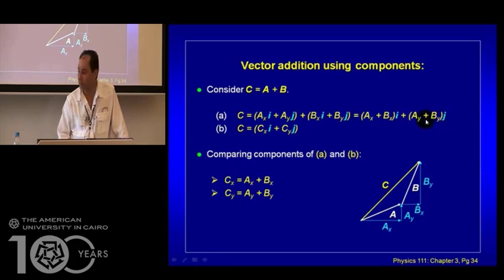And this is the addition of two vectors. If you look at this, this bracket will give you just a number, and this bracket will also give you just a number, and those will be translated into a component for the C vector along the x-axis, and a component for the C vector along the y-axis.